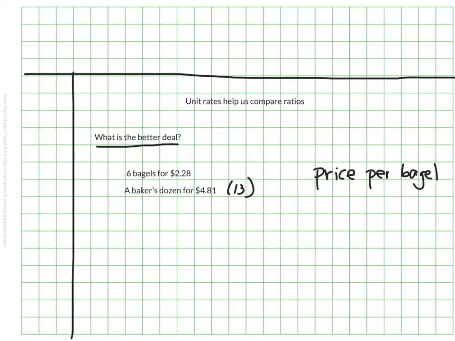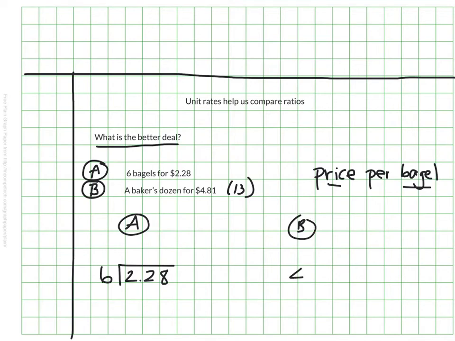And since we want the price per bagel, we can divide the price by the number of bagels. So the first one, that means we would take our price and divide it by the number of bagels. And for our second option, we would take the price and divide it by the number of bagels, and then we can compare.